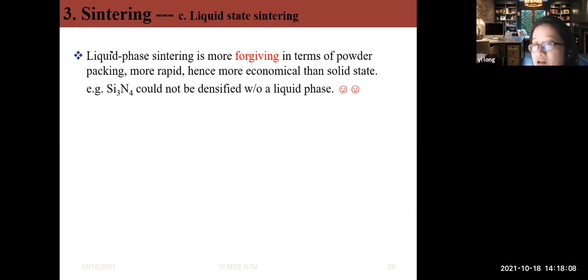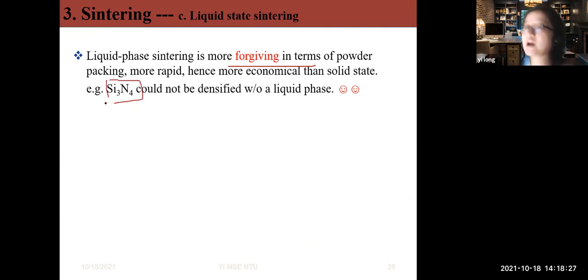The good thing is liquid phase sintering is more forgiving in terms of powder packing, more rapid, hence more economical than solid state sintering, because you have a liquid phase there. It's going to make everything happen faster and at lower temperature. We give you one example, for example, silicon nitride.